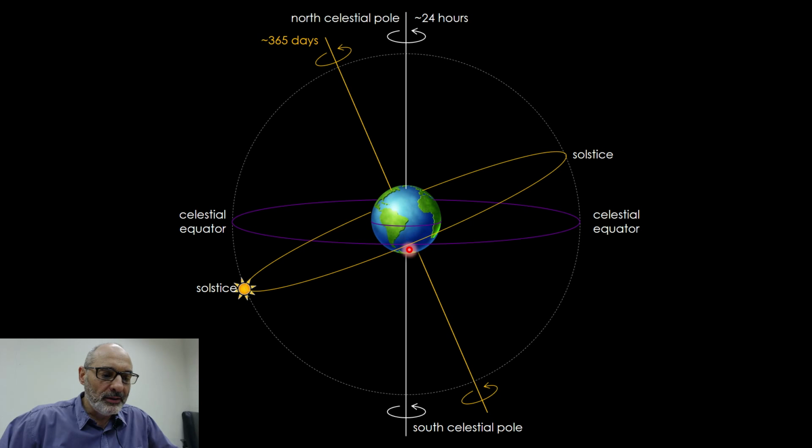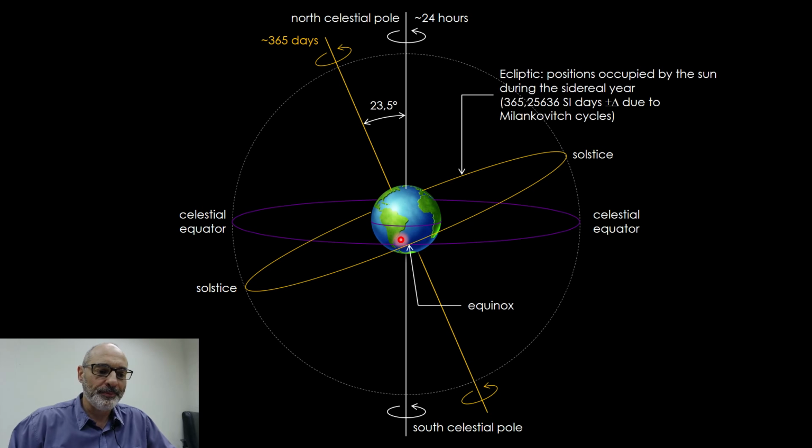The points where the ecliptic crosses the celestial equator are known as equinoxes. It's a point where the duration of the day is equal to the duration of the night. This axis here has an inclination of 23.5 degrees. And as I mentioned, the ecliptic marks the positions occupied by the sun during the sidereal year.